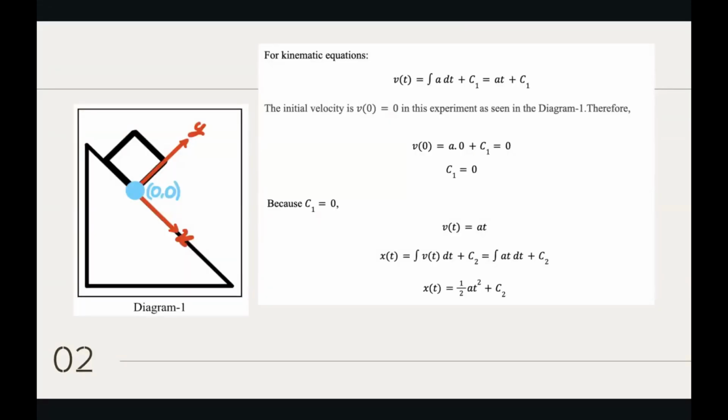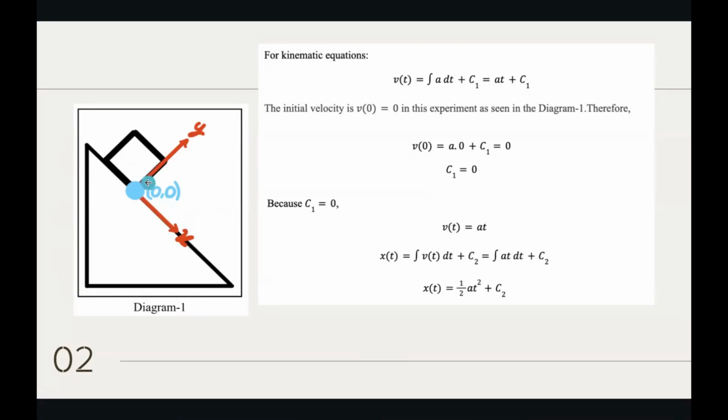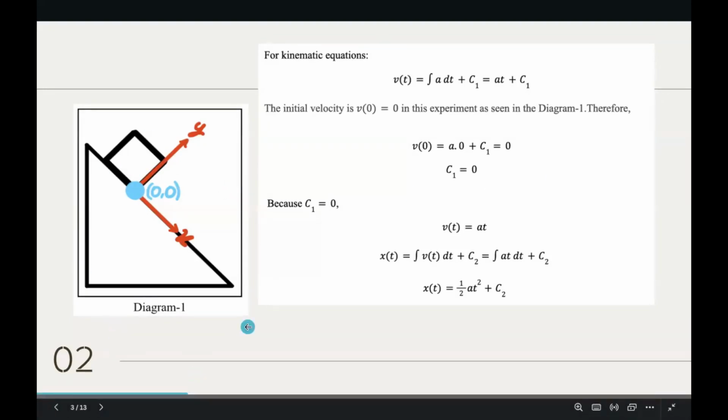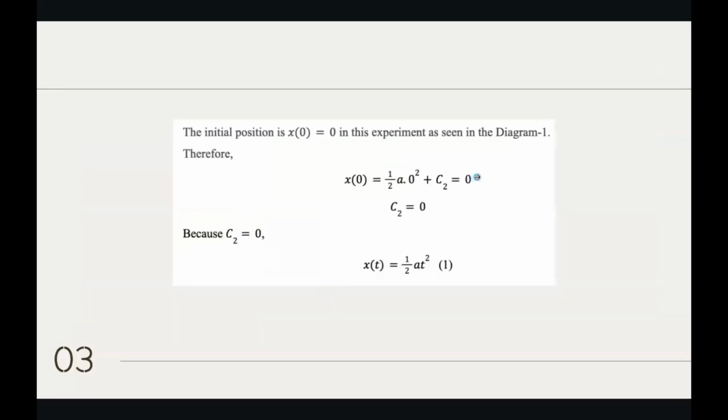We will use kinematic equations and Newton's laws of motion for this free-form object. As you can see from diagram 1, the object's downmost corner will be the origin of our reference frame. The inclined plane is the x-axis and the y-axis will be perpendicular to the plane, and it will also pass the origin. For this experiment, our initial velocity and our initial position is 0, as seen in diagram 1. Therefore, our velocity as a function of t is equal to acceleration times time, and x as a function of t equals 1/2 times acceleration times time squared plus some constant, but we said that the initial position is 0, so the constant is 0.